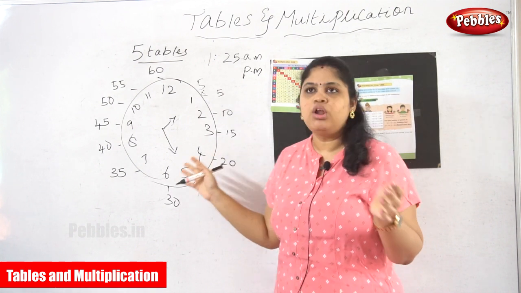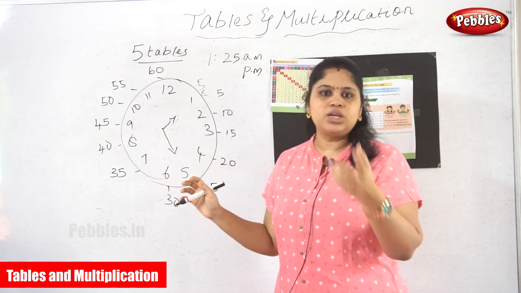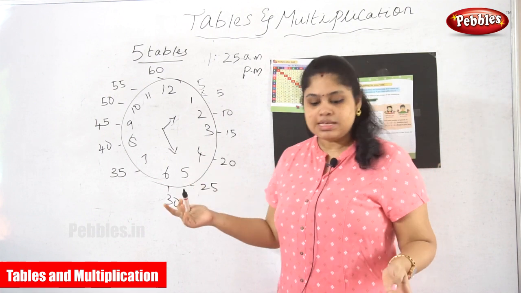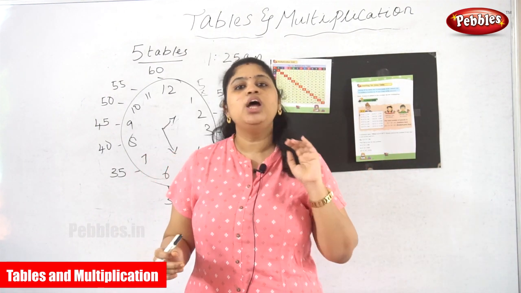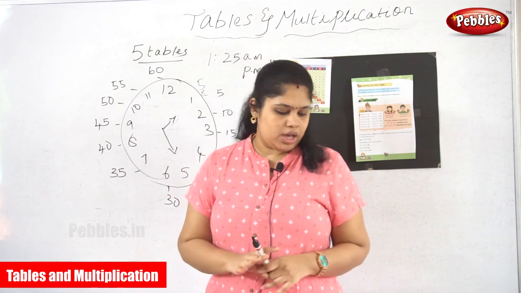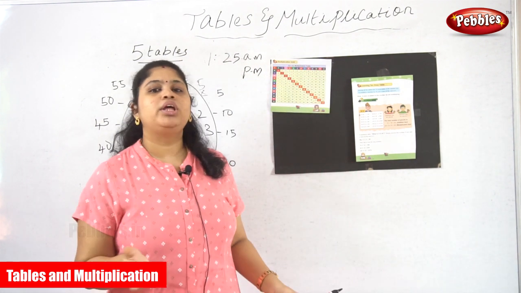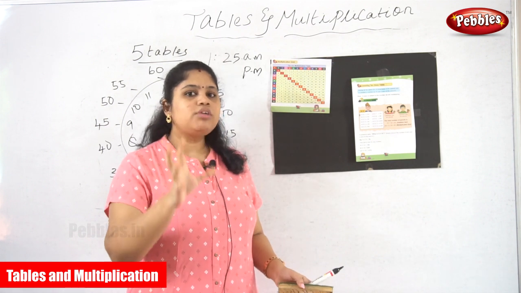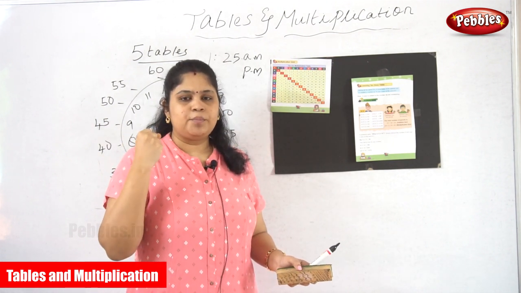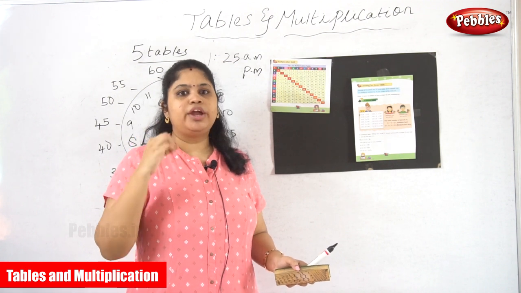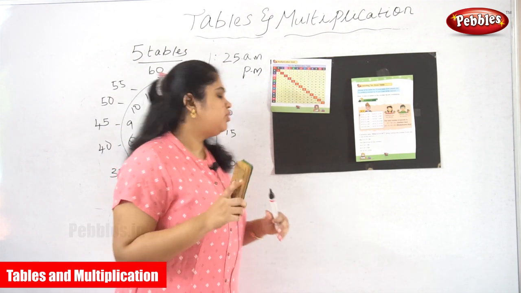For example, if it is a 4, so 4 into 5, what is the number? It's 20. So you have to say 1:20. This is how the 5 tables support the clock system. I have told you the 5 table is supporting the clock system. Now, to get to know how the 5 tables occur, I will tell you.